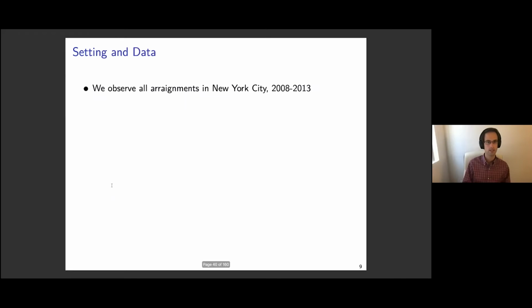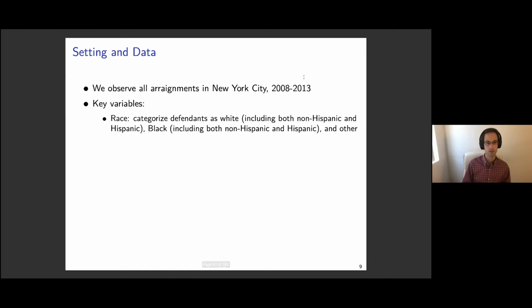All right. So getting to the setting of the data, we're going to observe all arraignments in New York City from 2008 to 2013. The key variables are going to be race, where we're going to categorize defendants as either white, which includes both non-Hispanic and Hispanic whites, or black, which includes both non-Hispanic and Hispanic blacks. So we're going to compare differences in release rates between these two groups.